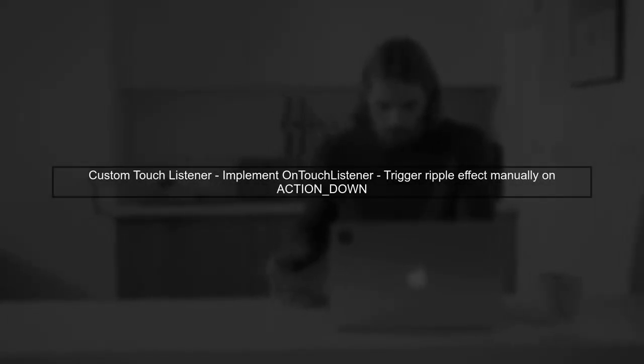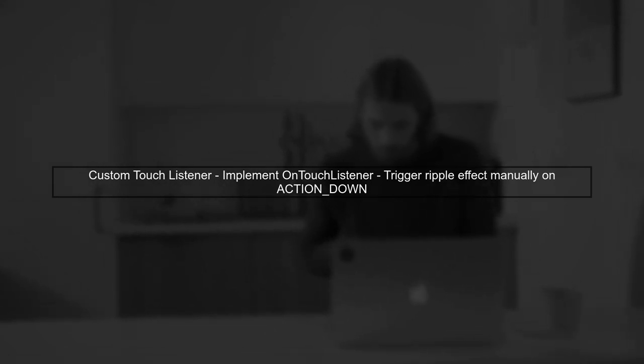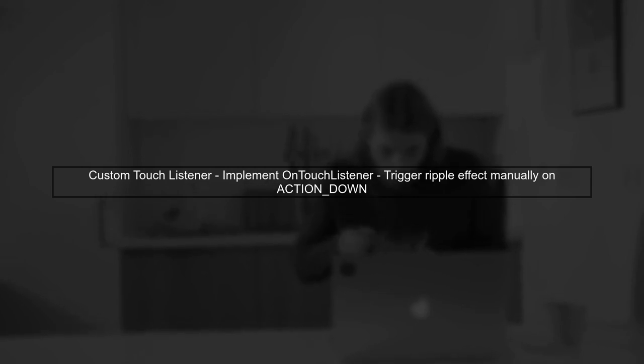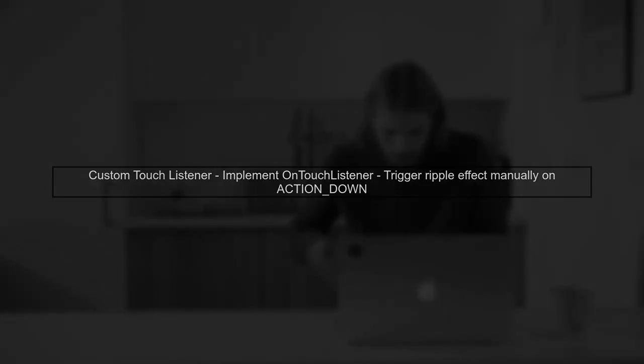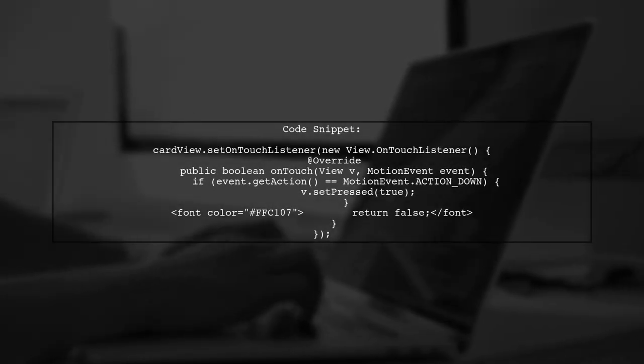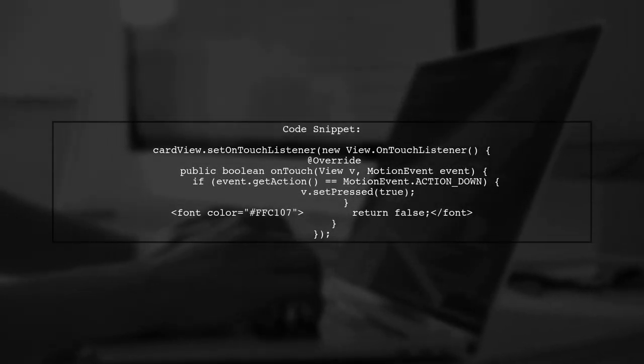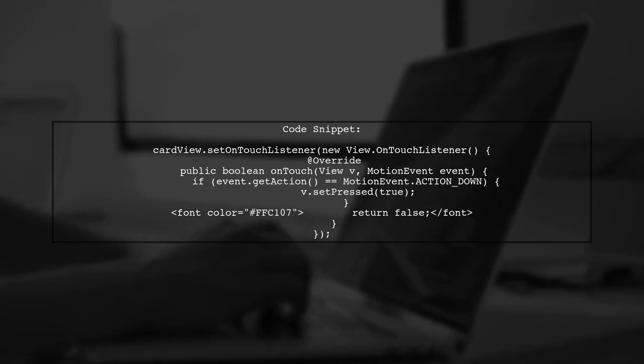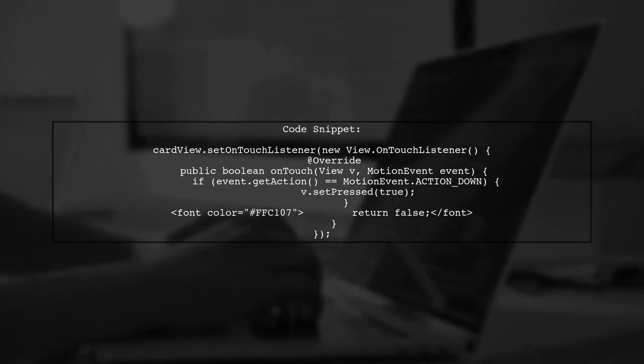One effective solution is to implement a custom touch listener. This listener can manually trigger the ripple effect even on quick taps. Here's how you can do it. Here's a sample code snippet for the custom touch listener. Add this to your recycler view adapter where you set up the view holder. Finally, test your implementation. You should now see the ripple effect even with quick taps on your recycler view items.